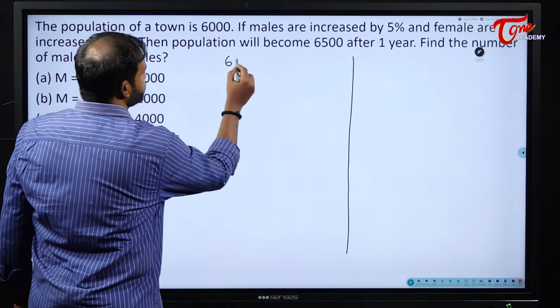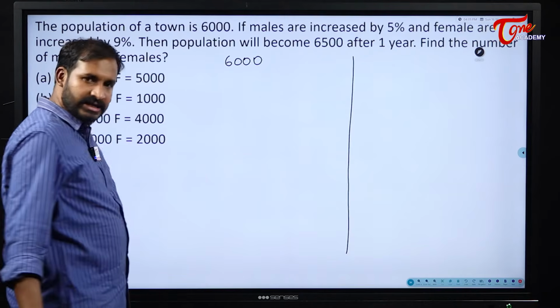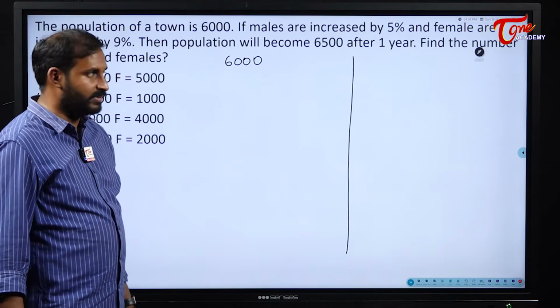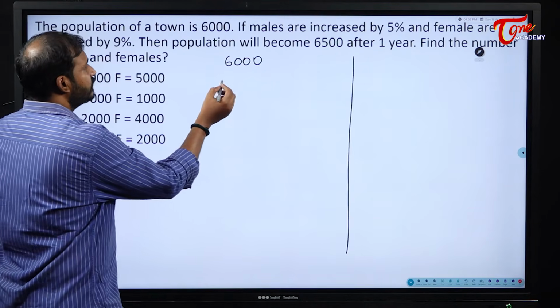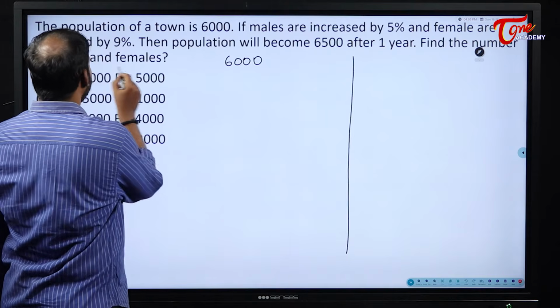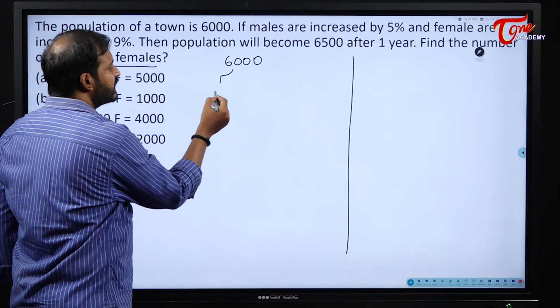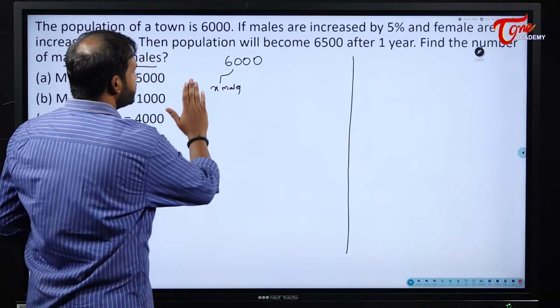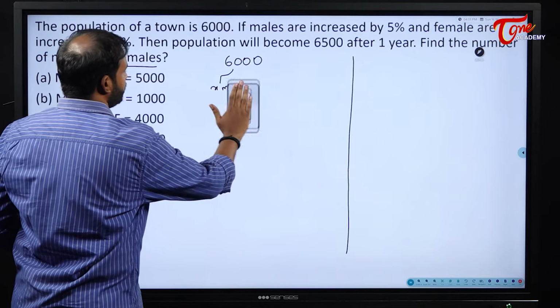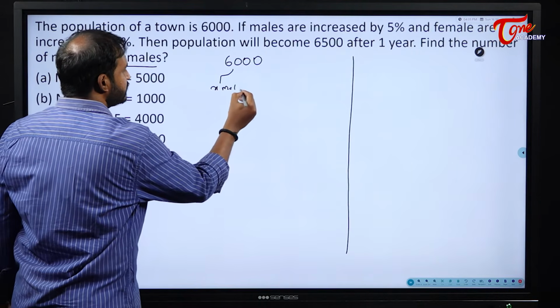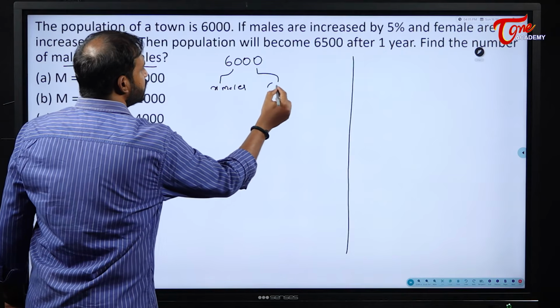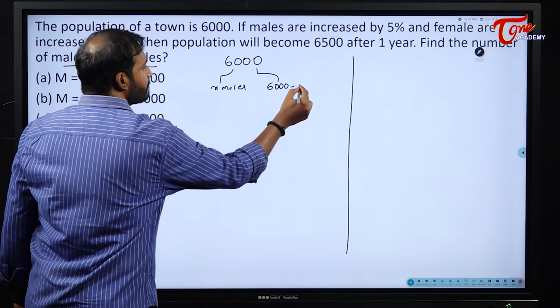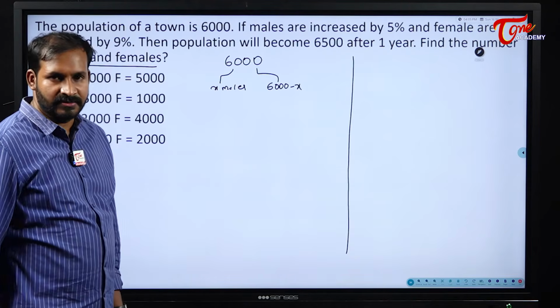So like this, see here, male and female are there for us. The town is totally 6,000. We will see the traditional method first and then we will go to the remaining methods. Okay, assume the number of males and females. I will assume that there are X males, or else X females, whatever it may be. I will assume X males. So what about females? 6,000 minus X, right?